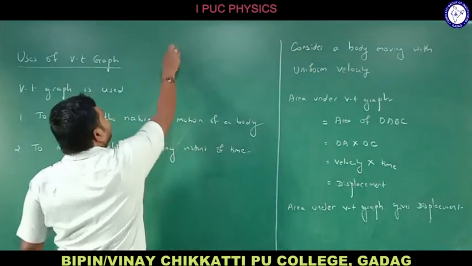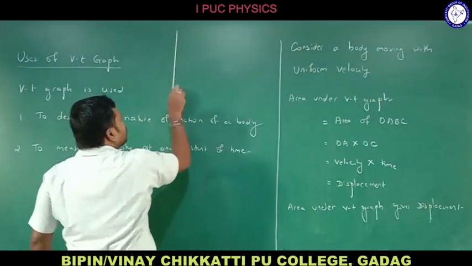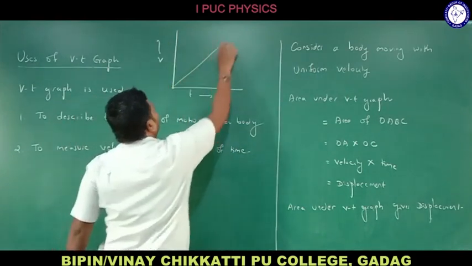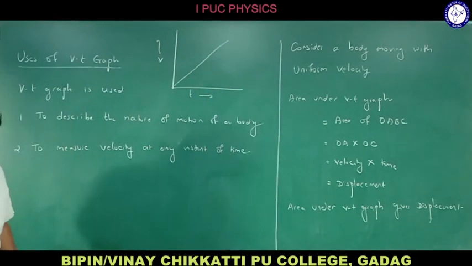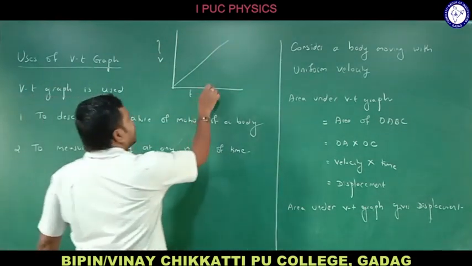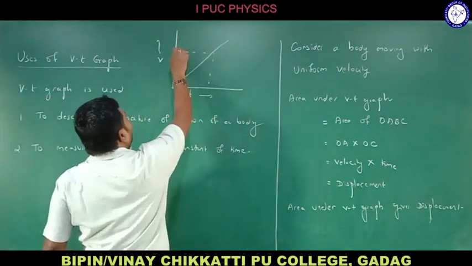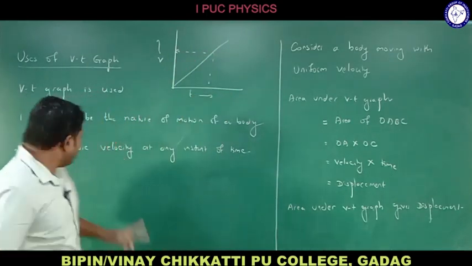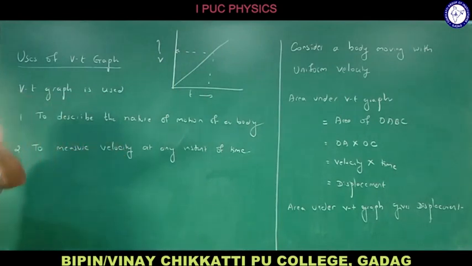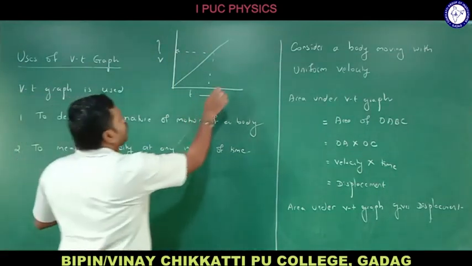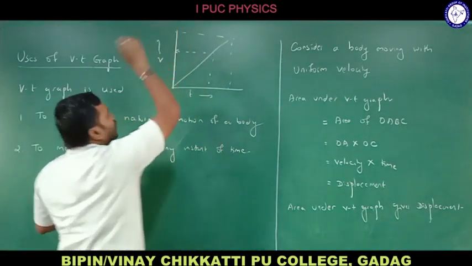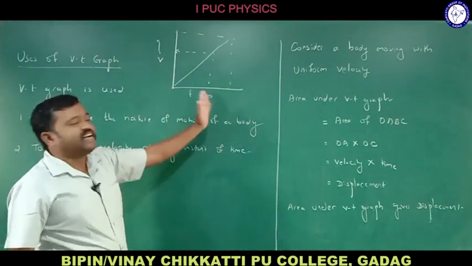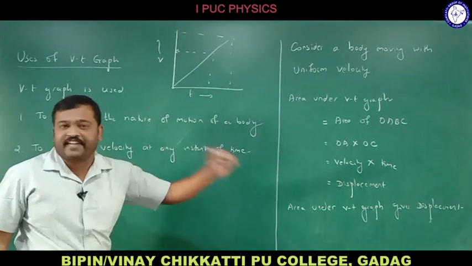Let us consider a graph like this. So this is a VT graph, and this is the kind of motion. If I want to find the velocity at this time, can I find it? Yes, I will get it like this. At any instant of time, you can find the velocity. So by using the VT graph, you can find velocity at any instant of time.